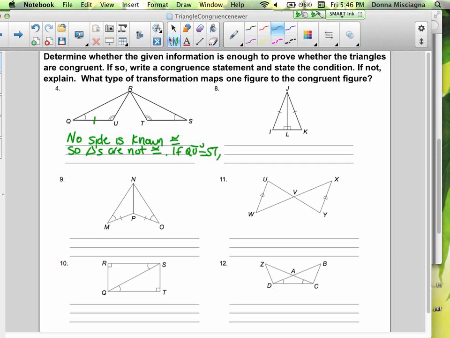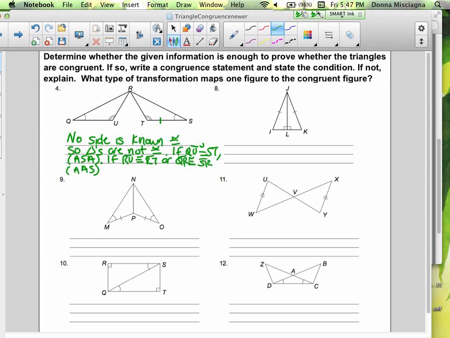Right? If this were true, that would be angle, side, angle. If any of the other two sides, so if RU was congruent to RT, or if QR was congruent to SR, that would be angle, angle, side.